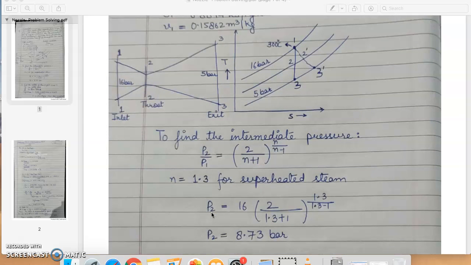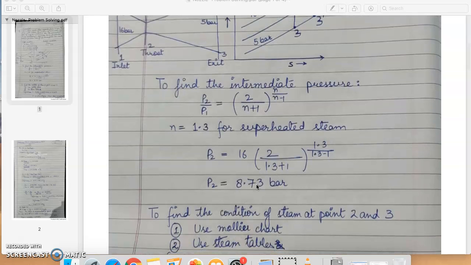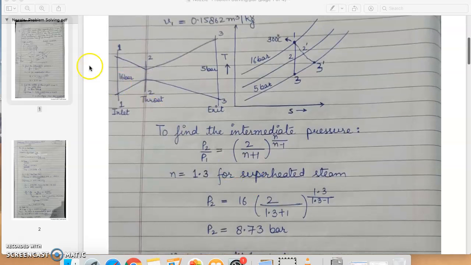So for the throat pressure, we'll have to find the intermediate pressure using the formula P2 by P1 is equal to (2 upon n plus 1) raised to the power n upon n minus 1. We have used this formula as the condition of discharge is not given in the question and nothing else is given about the intermediate pressure. So we are considering the condition for maximum mass flow rate, as we have derived in the expression for maximum mass flow rate. As discussed in the derivation, n is equal to 1.3 for the superheated steam. So putting n is equal to 1.3 and P1 is equal to 16, we get P2 is equal to 8.73 bar, which is the pressure at throat of the convergent divergent nozzle.